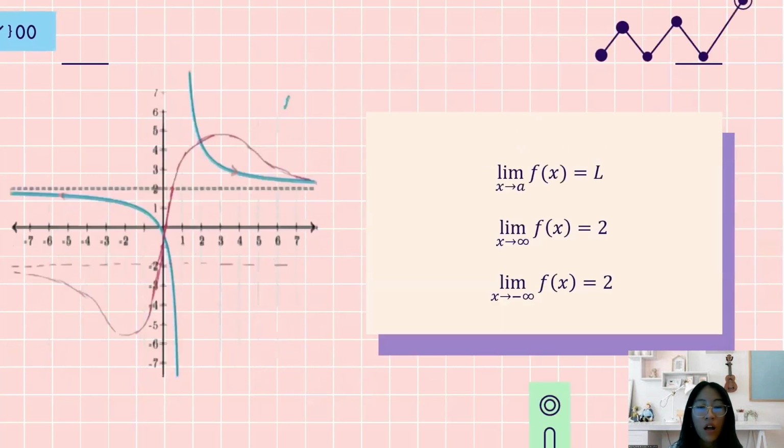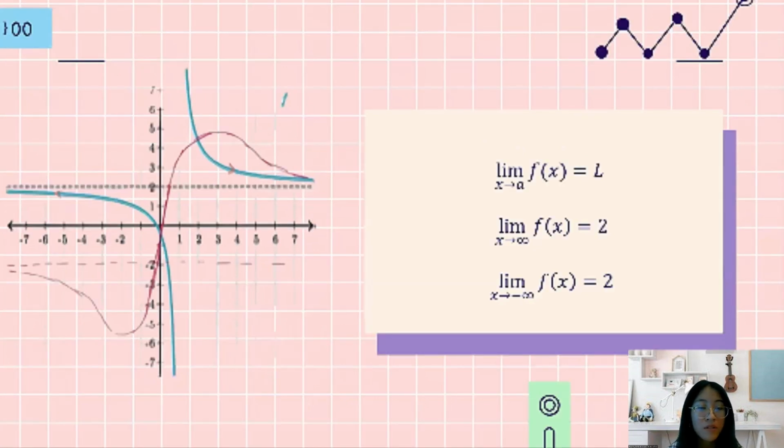Sometimes it could be different, though, in another function. Let me show a horizontal asymptote right over here. You could imagine a function that looks like this: maybe it does something like this, and it comes down, and it does something like this. Here, our limit as x approaches infinity is still 2, but our limit as x approaches negative infinity right over here would be negative 2.